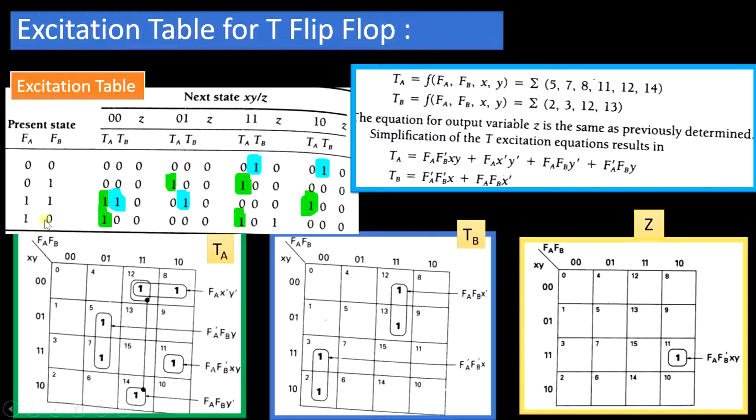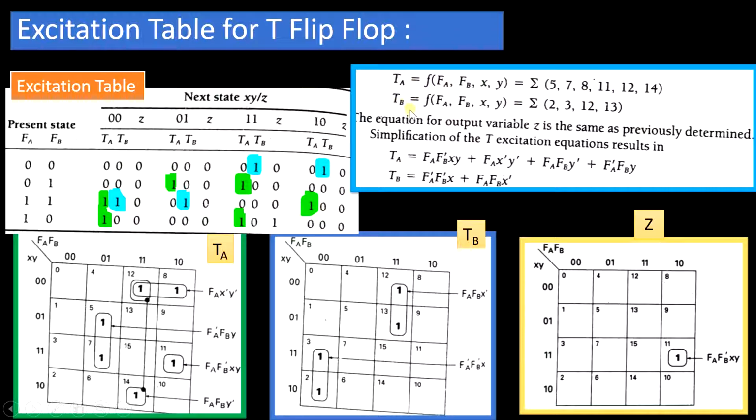Then I have 1000 is equal to 8. 0101 is equal to 5. 0111 is equal to 7, 1011 is equal to 11, and 1110 is equal to 14. So that completes your TA, which is indicated in green.